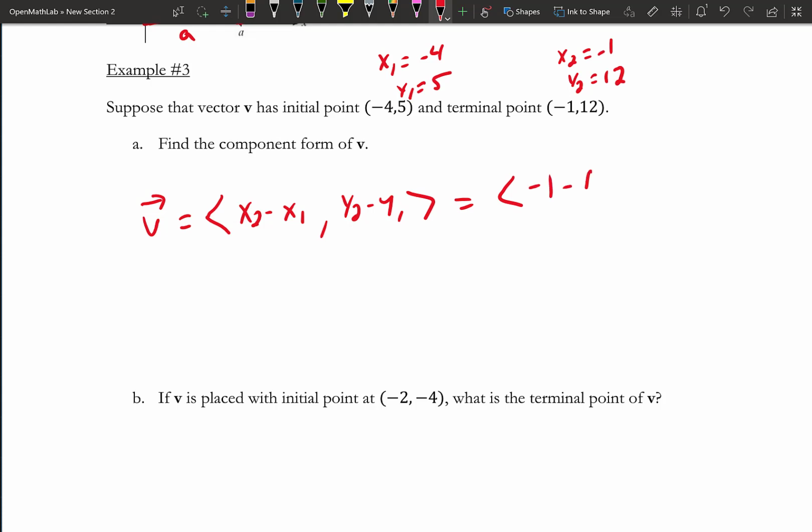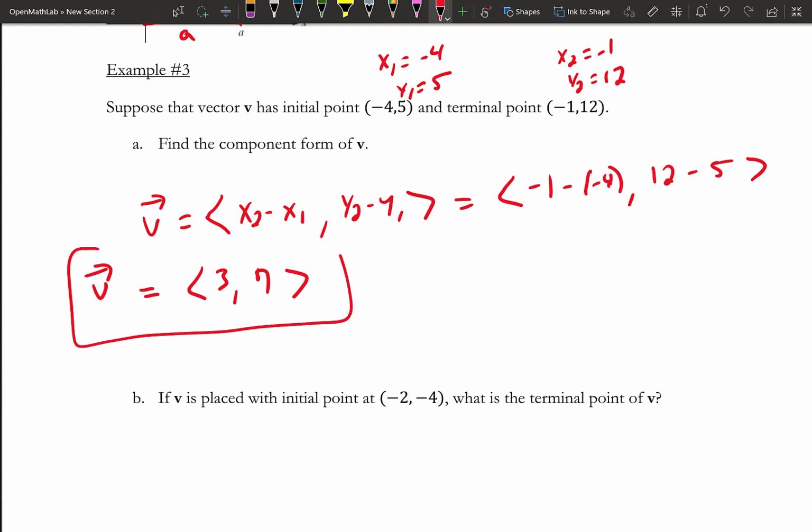minus -4, comma, 12 minus 5. So -1 minus -4 is -1 plus 4, which is 3, and 12 minus 5 is 7. So vector v in component form is 3, 7.